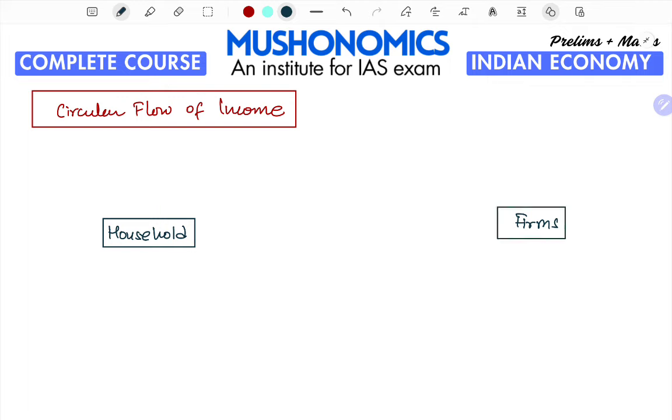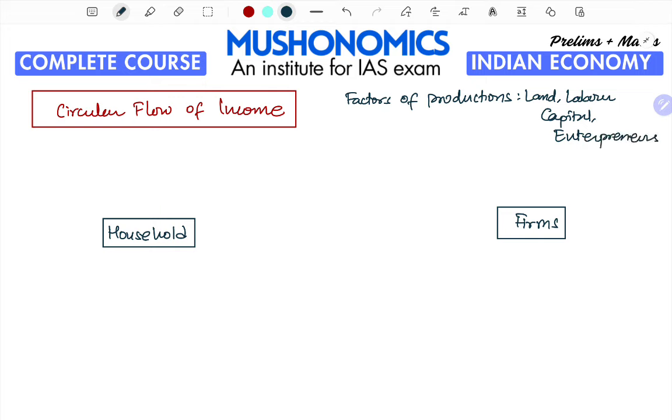I hope these are very simple things that we can understand. Please keep paying attention. At some point of time I have told you that the factors of production are land, labor, capital and entrepreneurship. These are the factors of production. These factors of production are nothing but what? Land, labor, capital, and entrepreneur. Right, okay, fine.